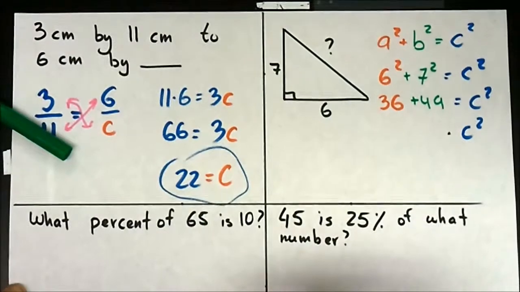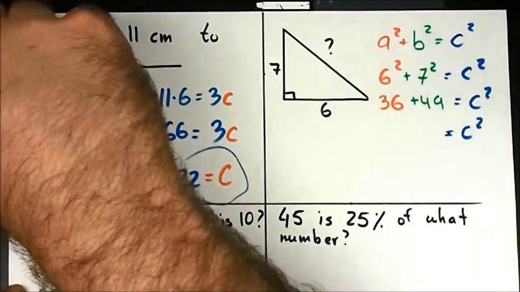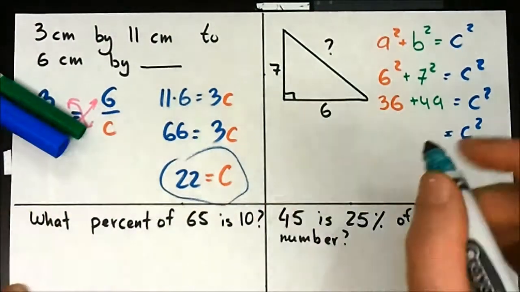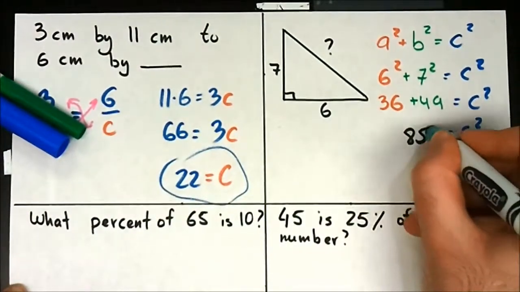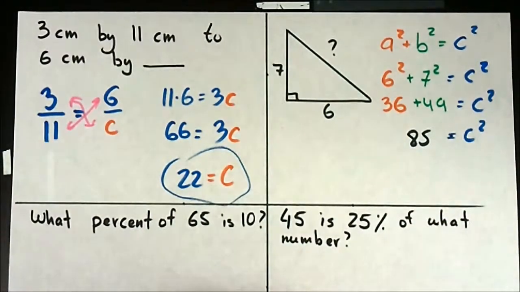If you said 85, I totally agree with you. Now, unfortunately, 85 is not a perfect square. It just isn't. So, what can I do next? Next, I'm going to estimate. I'm going to try to find the root of 85, even though it is not a perfect square itself.